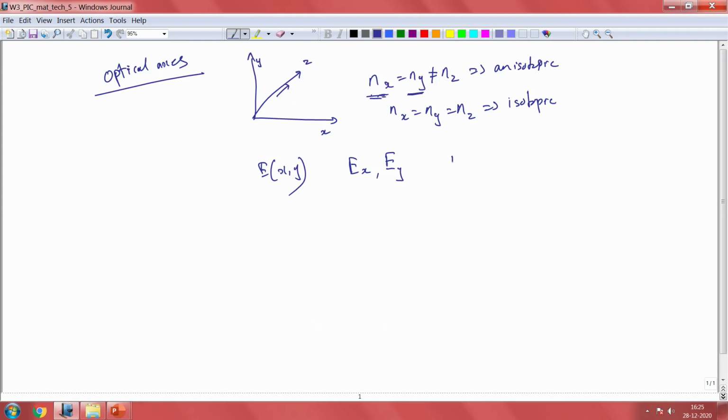So let us take a scenario where nx is not equal to ny. In this case the light that is propagating will experience anisotropy. Normally we define this through giving principal axes. So let us look at what that is. Optical axis, what is optical axis?